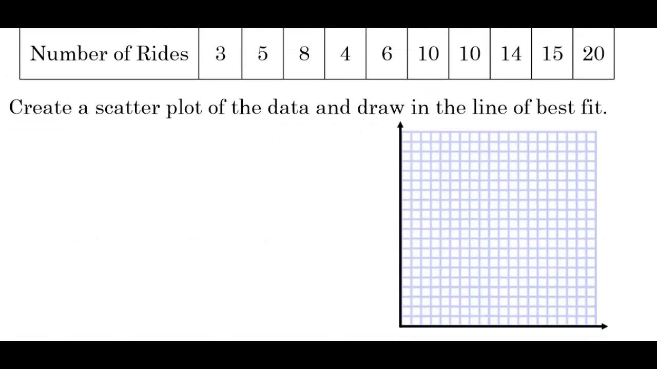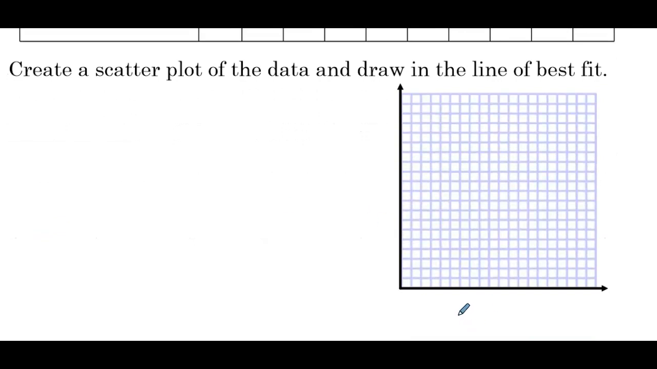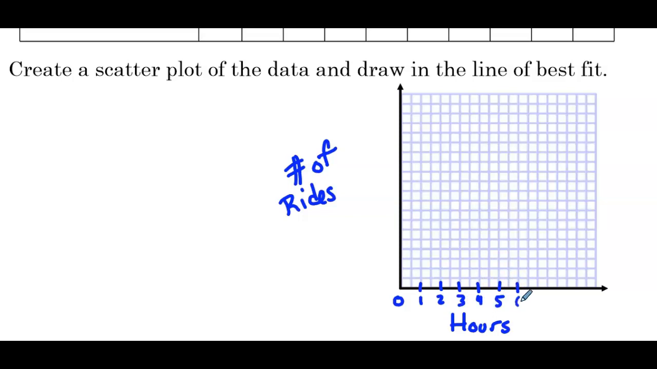So we can start by scaling our axes. So we'll put hours on the horizontal axes and the number of rides on the vertical. So to space out the hours, we'll go every 2 boxes is 1, 2, 3, 4, 5, 6, 7, 8. We'll stop there.